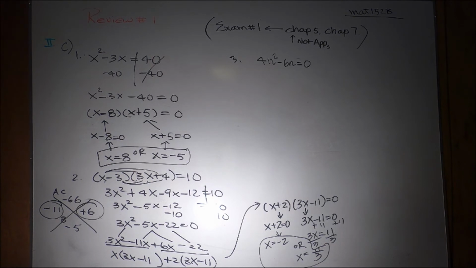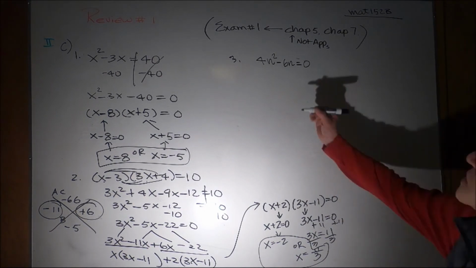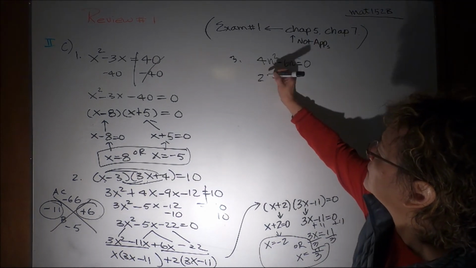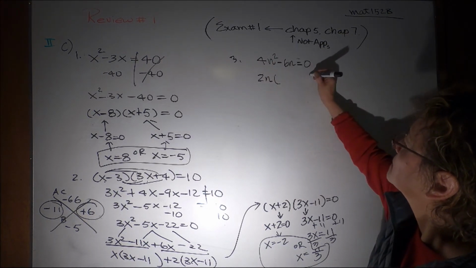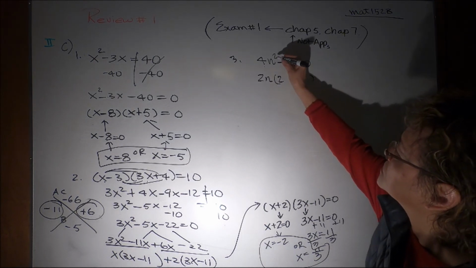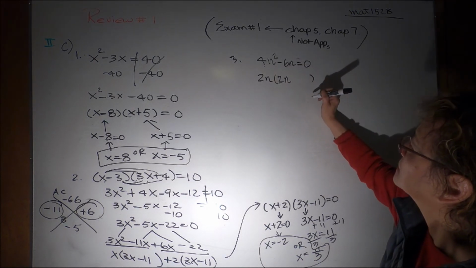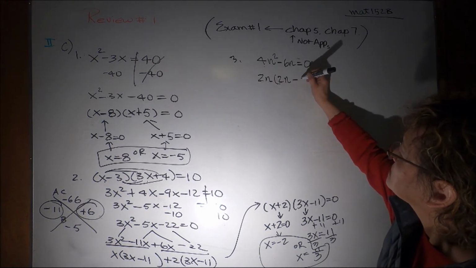Can we use the formula? Not really. However, remember we always do what first? GCF. So you take the GCF out. What do you have? 2, right? n squared and n is n. So 4, take out the 2, you have 2 left. n squared, take out n, you have n. Then 6n, take out 2n, so you have 3.